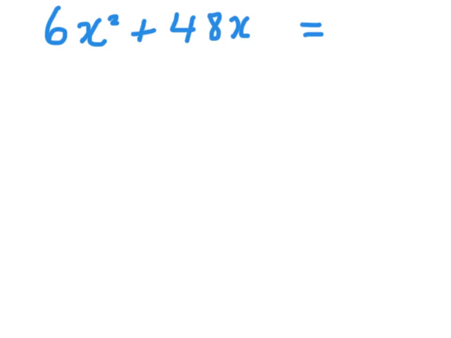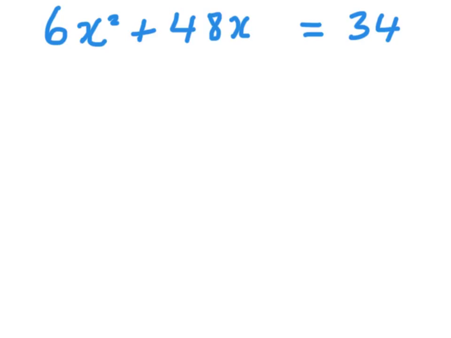So let's have a look at this. Say for example we have 6x squared plus 48x equals 34. Right, so we're going to start with that.